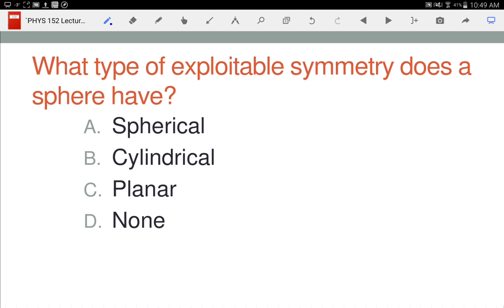So what type of symmetry does a sphere have? This is very, very simple. Not a tricky question, just to make sure we're following right now, because the next one won't be as straightforward. All right, so we had 18 said a sphere has spherical symmetry. Yes, indeed. Would have been disappointing if it was otherwise.